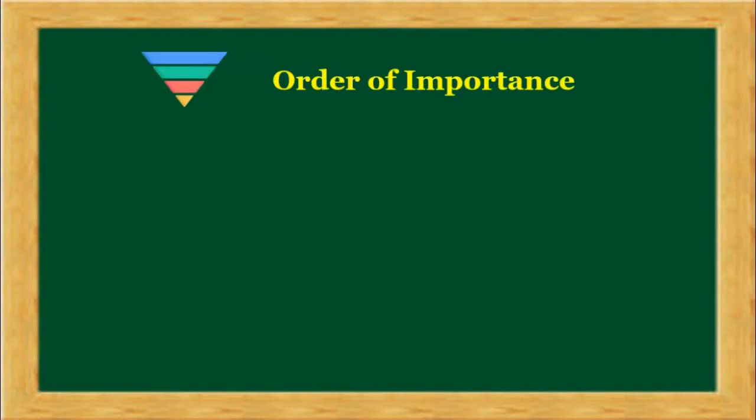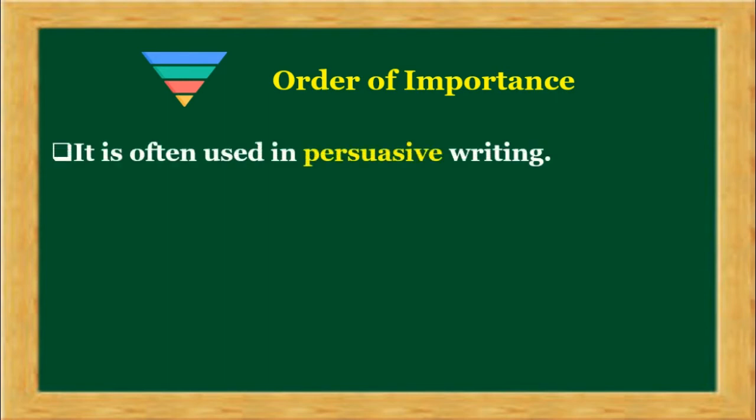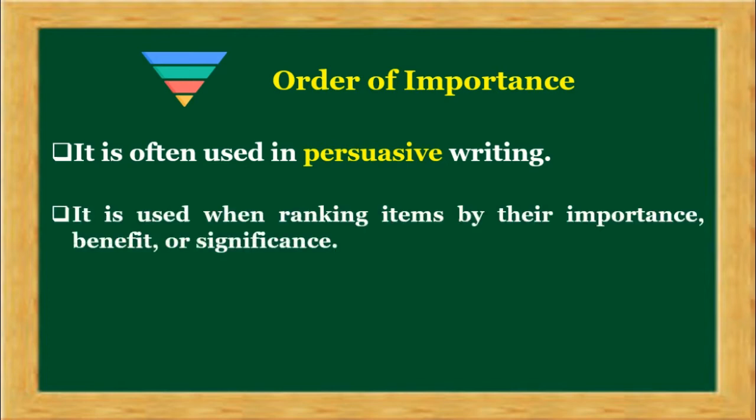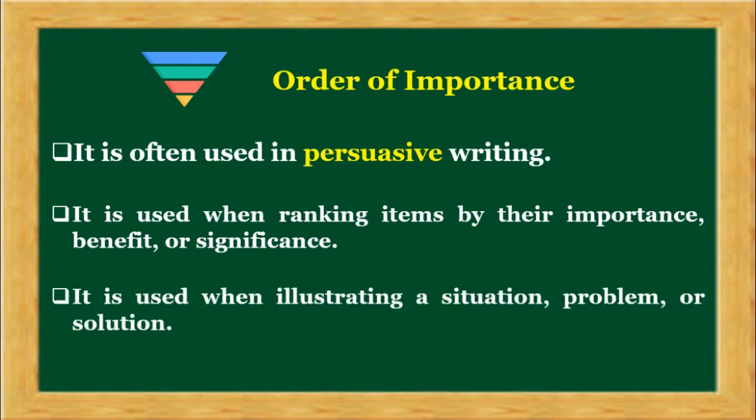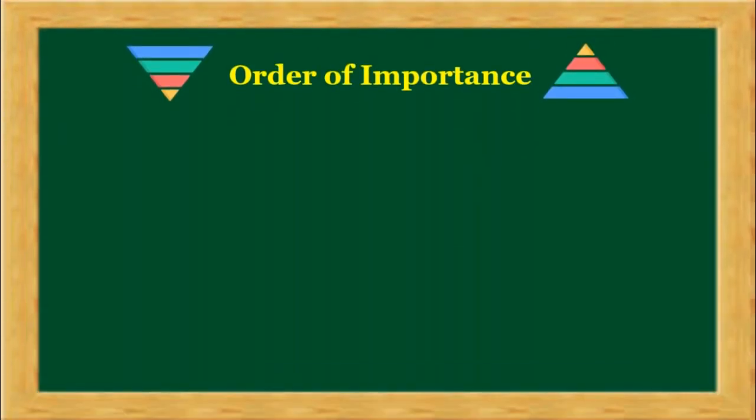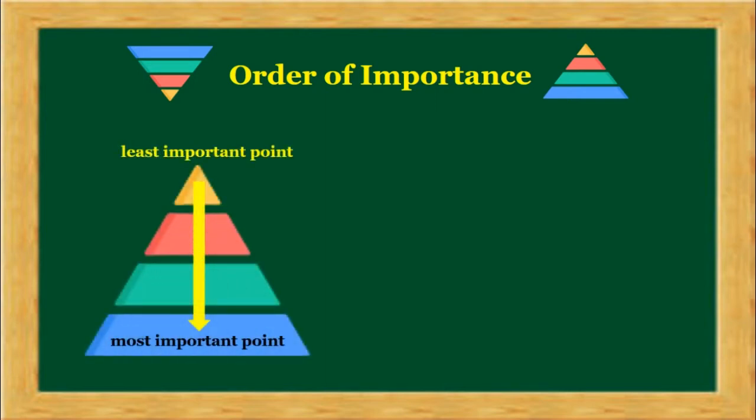Finally, the third type of paragraph order is the order of importance. The order of importance is often used in persuasive writing. Second, it is also used when ranking items by their importance, benefit, or significance. And last, it is also used when illustrating a situation, problem, or solution. Most paragraphs move from the least to the most important point to build the paragraph's strength.